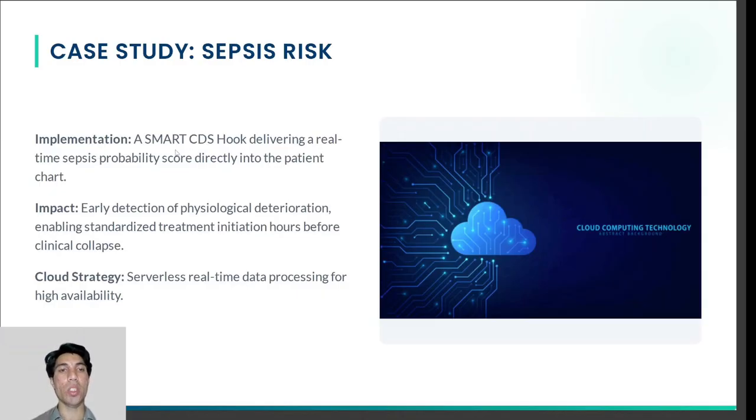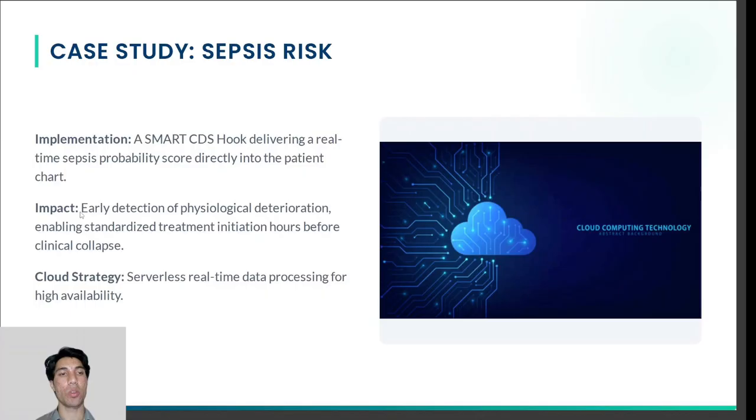So we will put a smart CDS hook in our EHR systems, and when that hook is triggered, these clinical markers, or this information about that patient, will be sent into that model or that API endpoint, and it will return the sepsis probability score back to us.